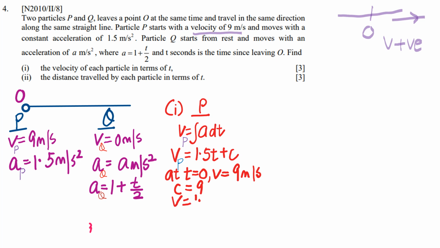Right, so you substitute inside the expression for the velocity P, and you will find that the constant is 9. So therefore, your velocity P is given to be 1.5t plus 9. All right, so let's move on to find the velocity for particle Q.